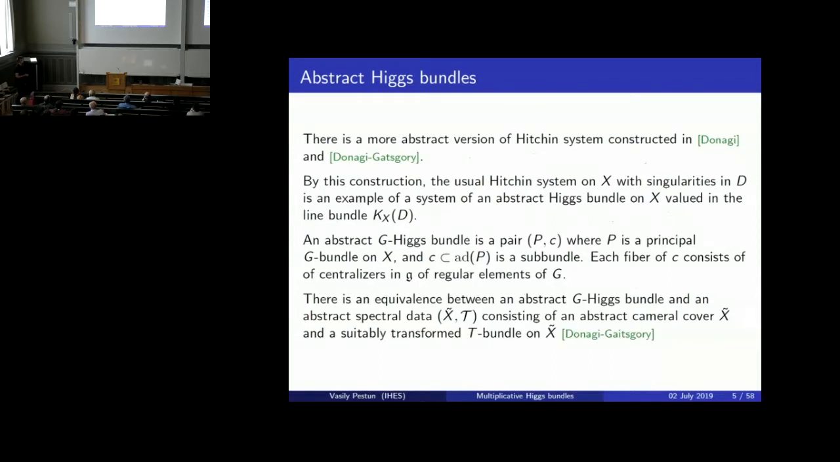Then there is an equivalence between an abstract Higgs bundle and abstract spectral data. That's an abstract version of the spectral curve for a Hitchin system, where the abstract Galois cover comes with a suitably twisted T bundle on X tilde. So that's the construction of Donagi-Gaitsgory.